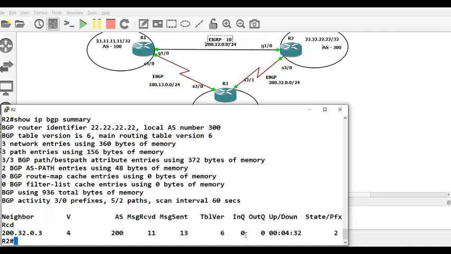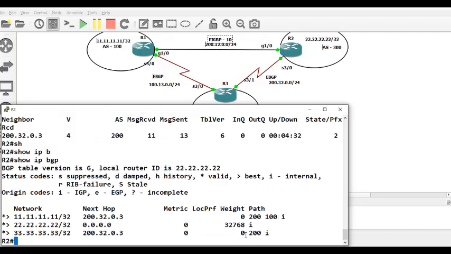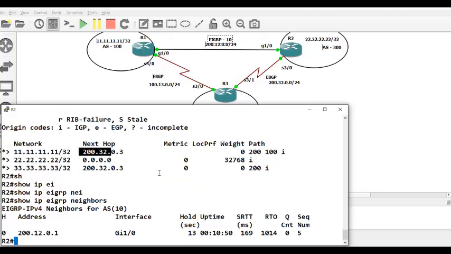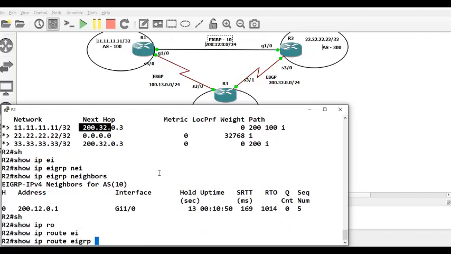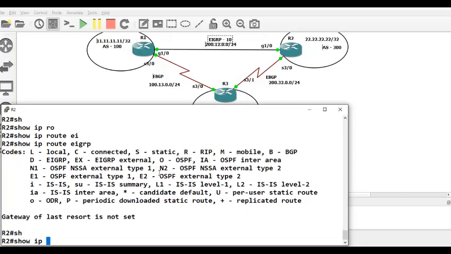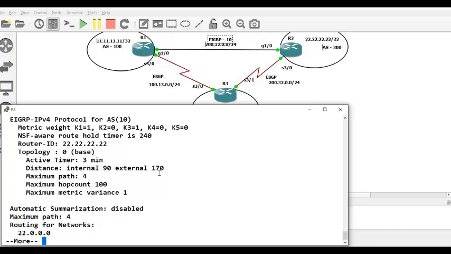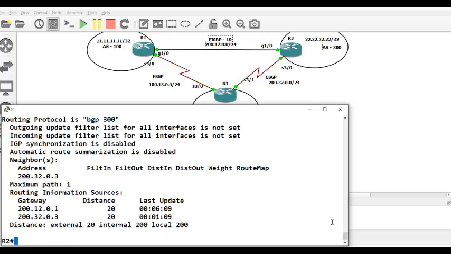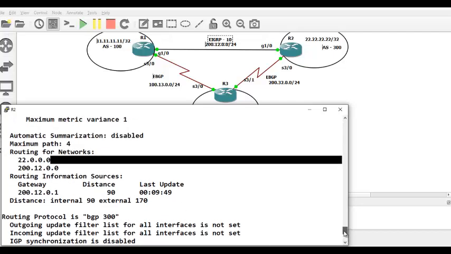Now let us check show IP BGP. You are learning the 11 network via router 3. Not straight. Let's check the EIGRP neighbor. Show IP EIGRP neighbor. There is a neighbor. Show IP route EIGRP, but there is no route, so there is some issue with the EIGRP. Show IP protocol. I'm seeing EIGRP is advertising a summarized route. No, we want a detailed route. That's the issue.